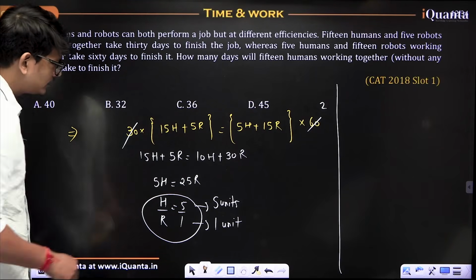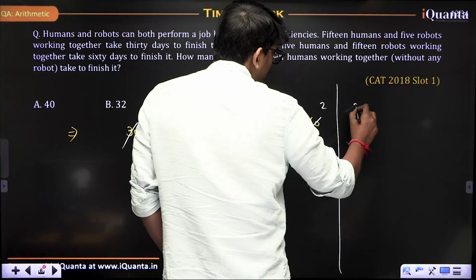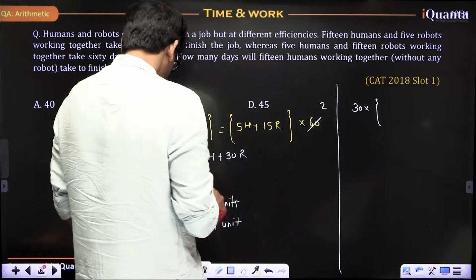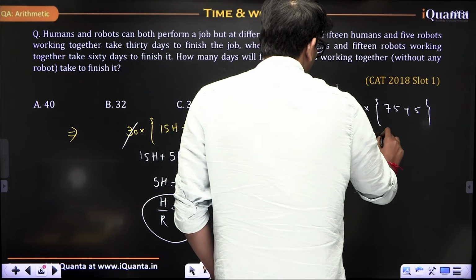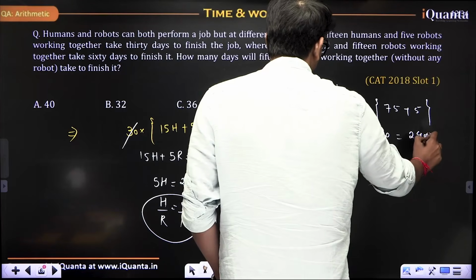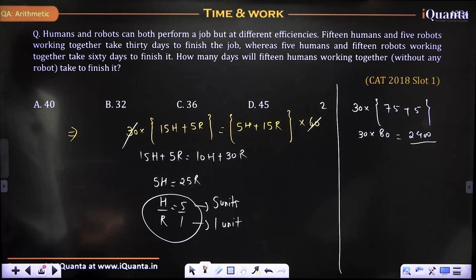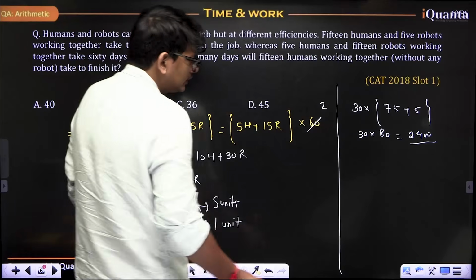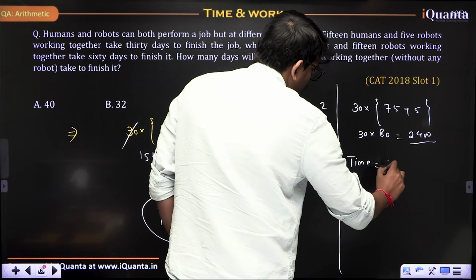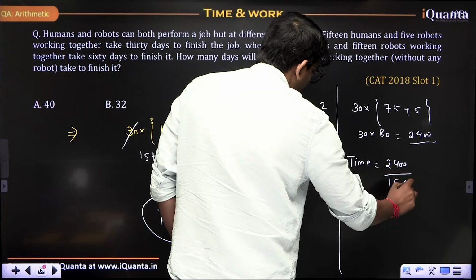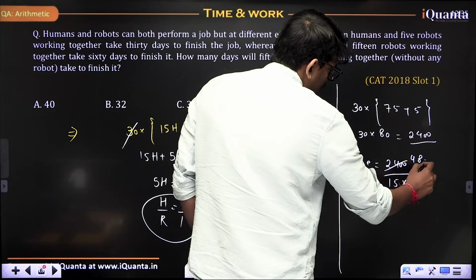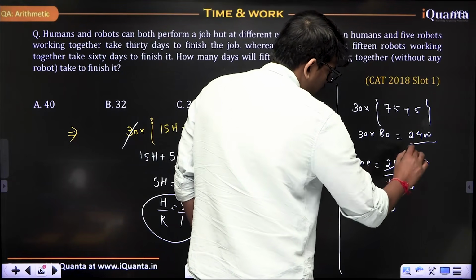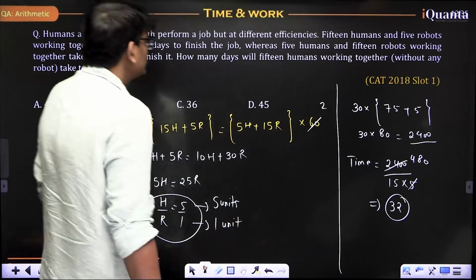Okay, let's put the value first to find out the work. So work will be 30 into 15 into 5, 75 plus 5. 30 into 80, that is 2400. ठीक है, उसके बाद आप क्या बोलता है next? In how many days will 15 humans together? So efficiency, you know this. So time will be, guys, 2400 divided by 15 into 5. ठीक है, let's cancel this out. This is 480 and 15 3 is 30, 40, sorry 45, 32. So answer is 32.